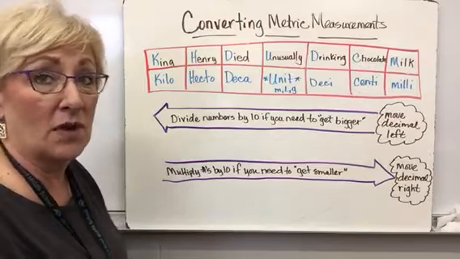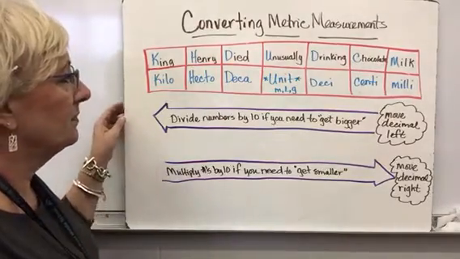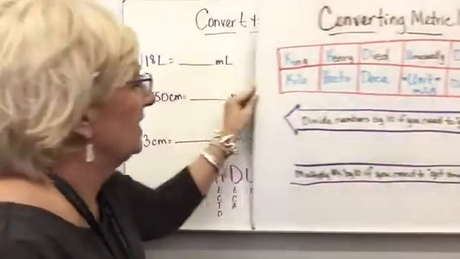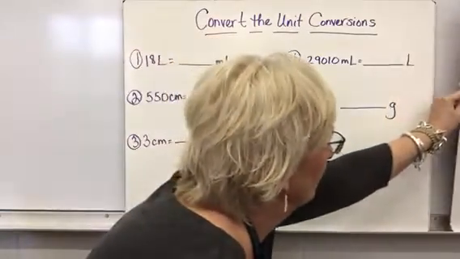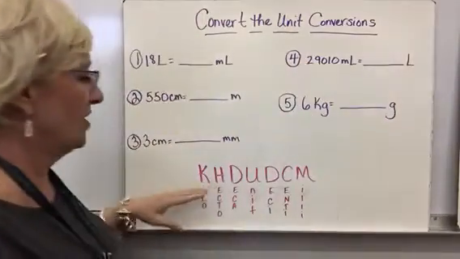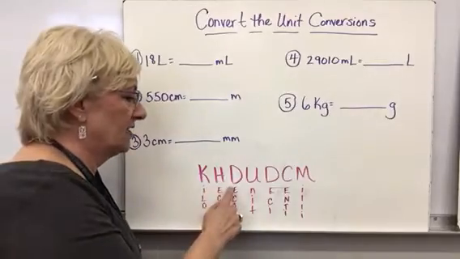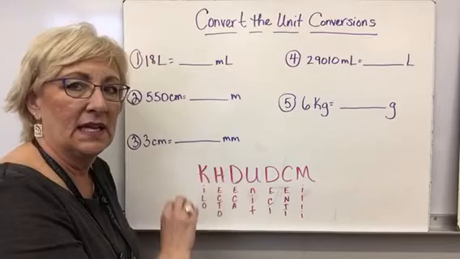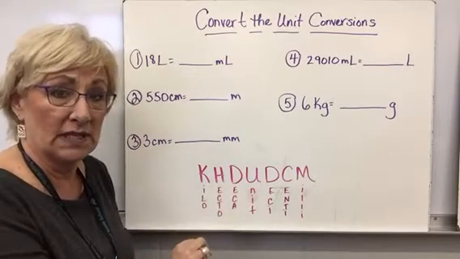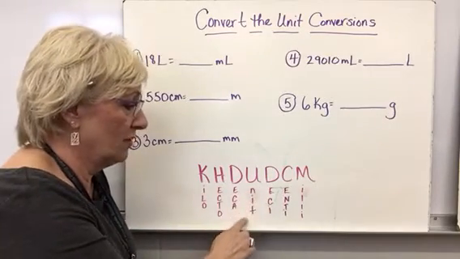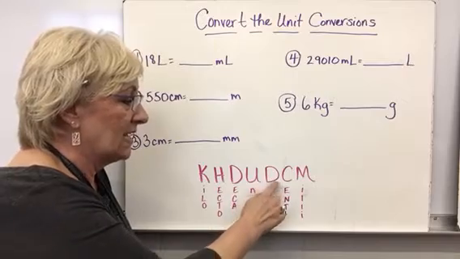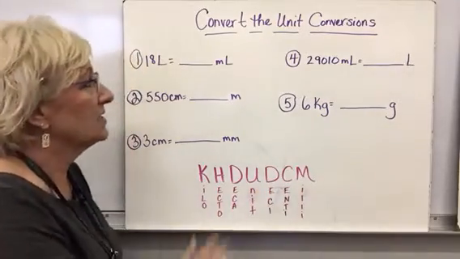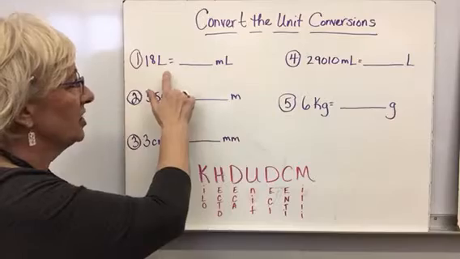And I'm going to show you how we're going to do some of these. I always like to keep the conversion chart down here, and I just put the K, the H, the D, the U, the D, the C, and the M. And I always think about King Henry died unusually. Unusually is your unit measure, drinking chocolate milk. All right, so we're going to take that and we're going to use it to change these.